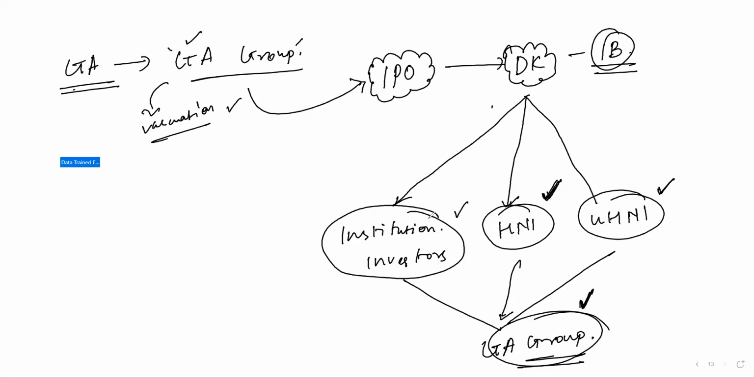Institutional investors, high net worth individuals, and ultra high net worth individuals: the investment banker will reach out to them and try to gauge their interest for investing in GA Group. Based on the interest and bids he has collected, he will try to find out whether GA Group is a hot cake in the market or is going to be a flop show.